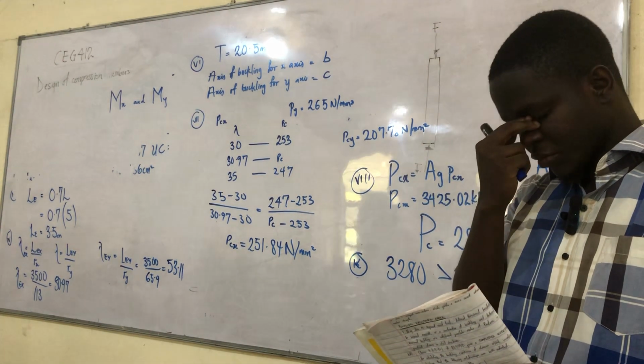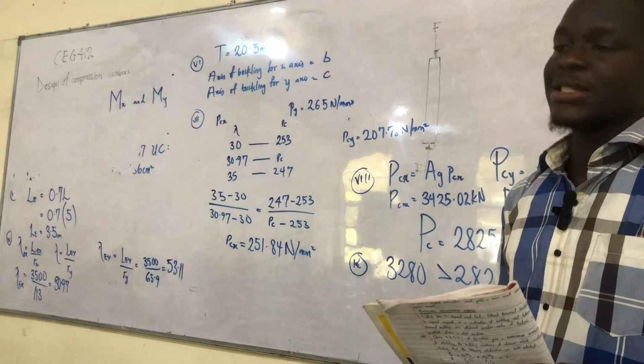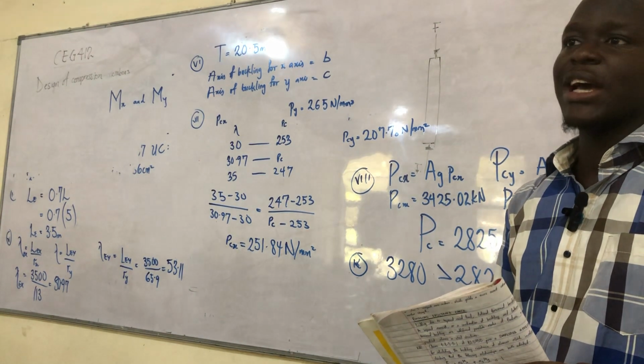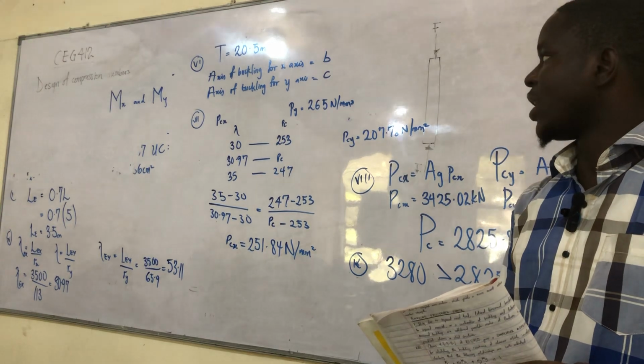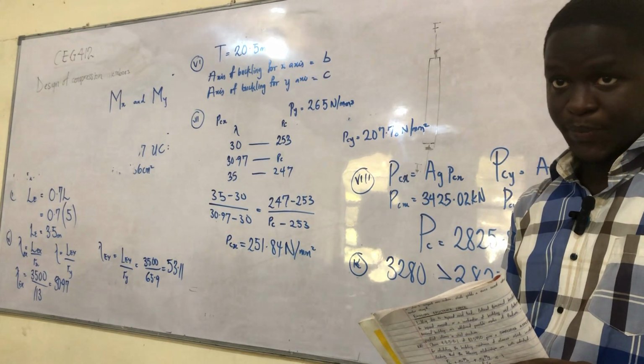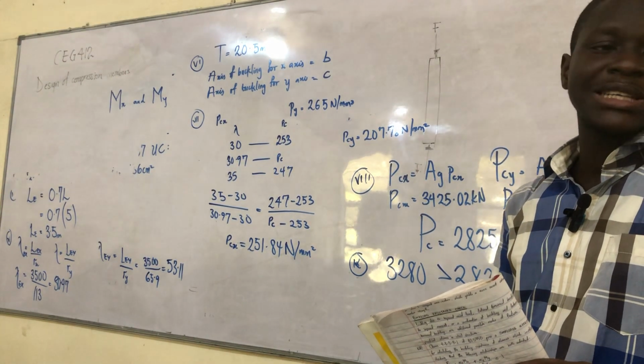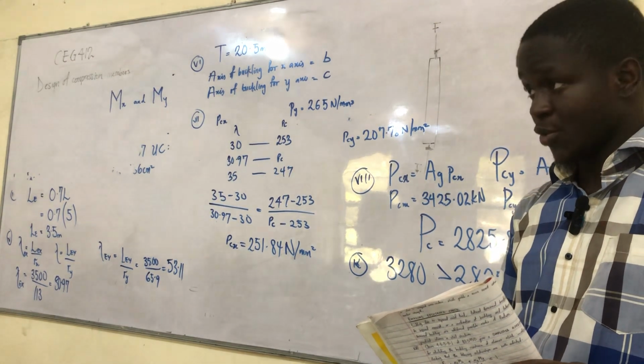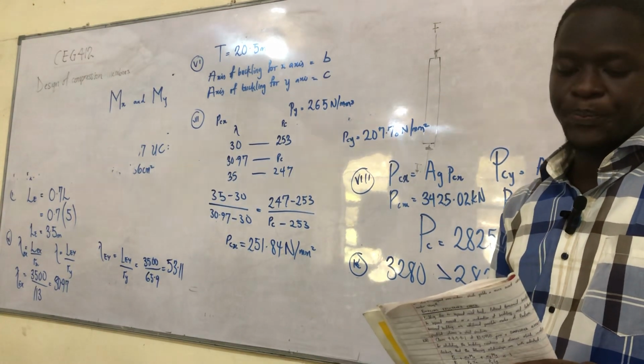Step 2. Select and classify trial section. That's your step 2.